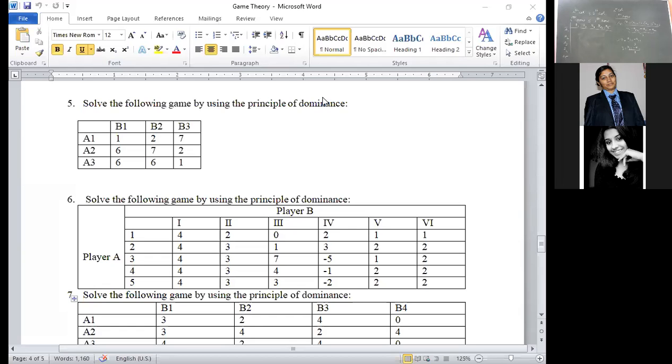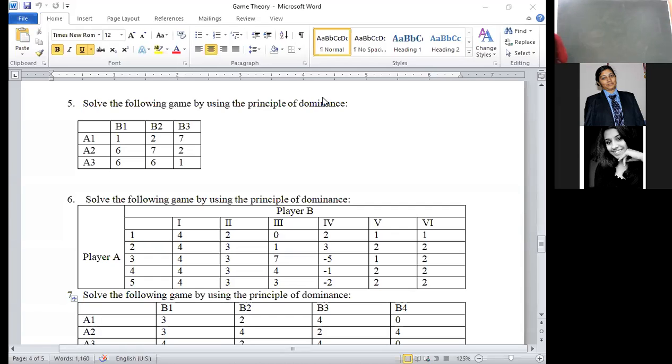In the final examination, compared to pure strategy and mixed strategy, most of the times they will ask this question only, principle of dominance. Right now, we will go through the fifth question, students. If they mention in the final examination to use principle of dominance, even though you got the saddle point for that problem, you have to use principle of dominance. I hope you understood. Right now we will solve the problem.